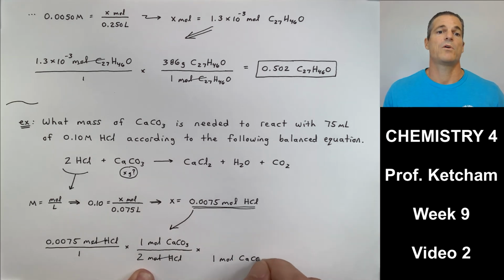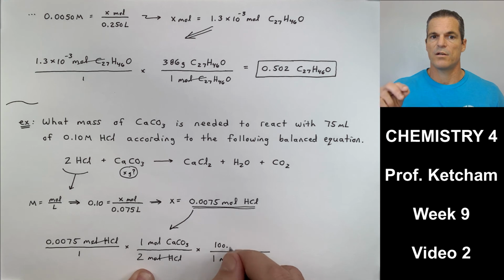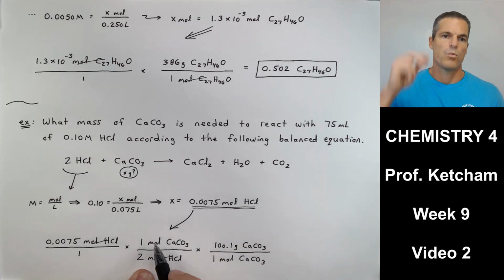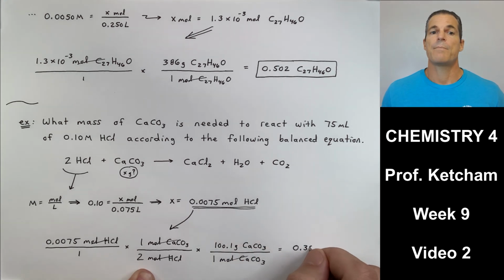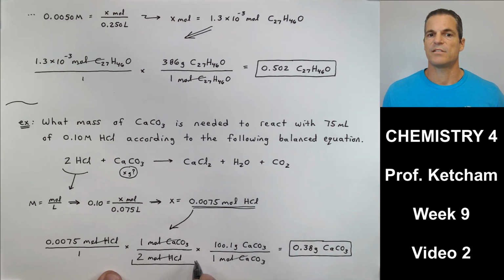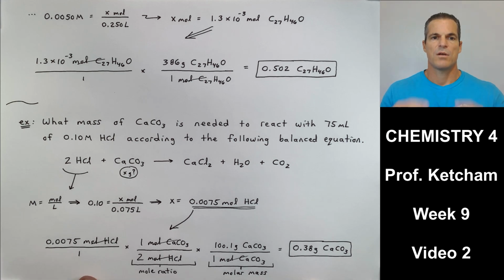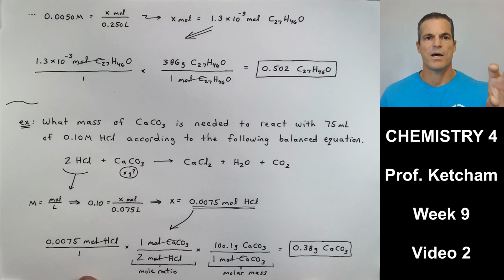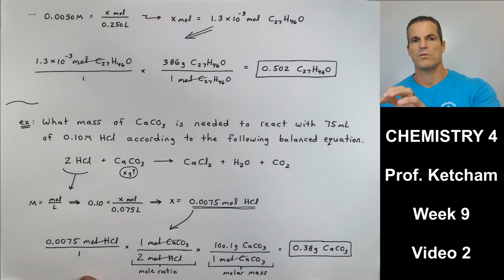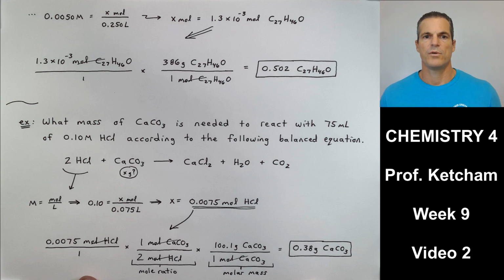Start with what you're given, put over 1. In the balanced equation, there are 2 moles of HCl for every 1 mole of CaCO3. That puts me in moles of CaCO3. If I multiply by the molar mass of CaCO3, I get an answer of 0.38 grams CaCO3 as my answer. Okay, so it says what mass of CaCO3? So I target in on CaCO3, yes, but you can only jump from hydrochloric acid to CaCO3 in the balanced equation when you're doing mole ratios.